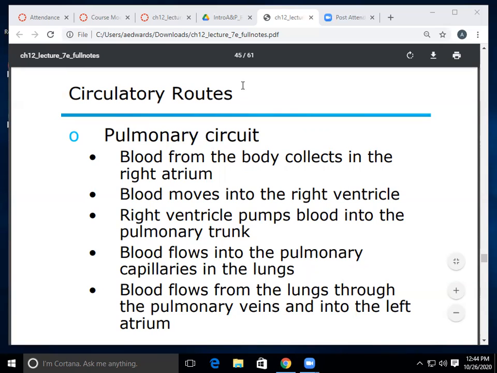Where? In the lungs. All right, so they're going to pick up oxygen, get rid of carbon dioxide. Then from there, blood's going to flow from the lungs through the pulmonary veins into the left atrium. So that is the pulmonary circuit, going from the heart to the lungs, back to the heart.